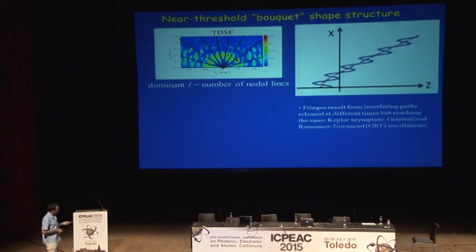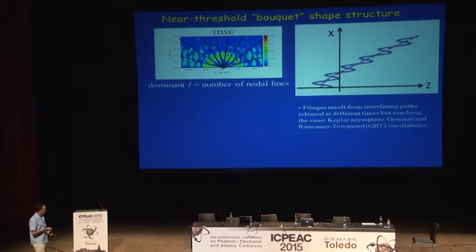The origin of this structure is the coherent superposition, the interference of many trajectories released at different times, and they are all interfering, and these trajectories are oscillating along a Kepler orbit. And as the angle of this Kepler orbit changes, this interference moves from constructive to destructive interference. That's why we can observe here this pattern.